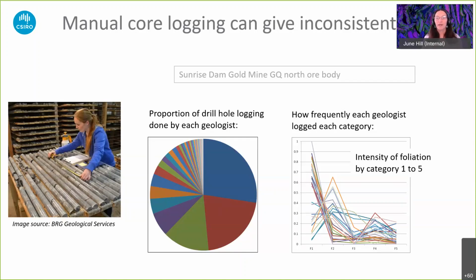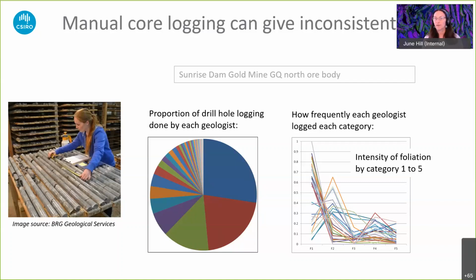And I'll give you an example here. These two plots here are from the Sunrise Dam. They're just from one ore body, the GQ North ore body, and that pie chart shows the proportion of meters logged by each geologist. And you can see there was a huge number of geologists logging it. And many of those geologists only logged a very small amount. And so this was very difficult. When they came to build the geology model, it was really hard to build it because every geologist has slightly different labeling techniques.